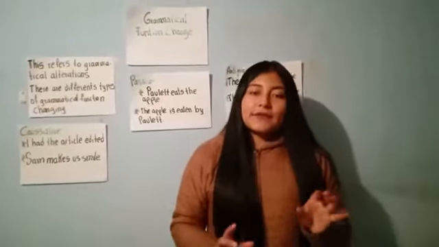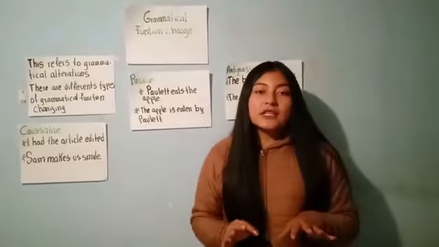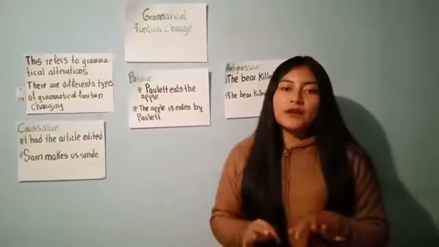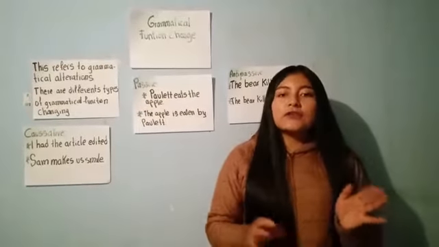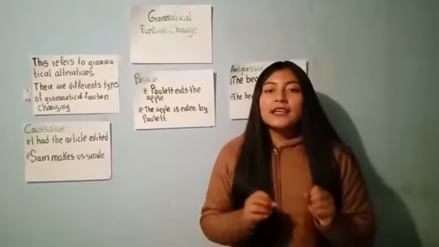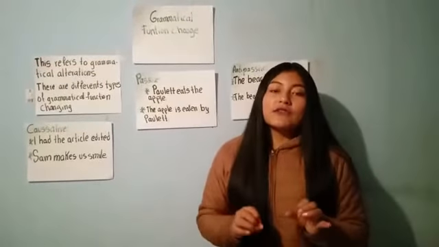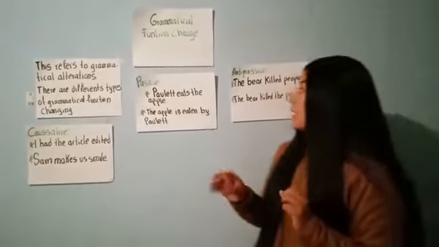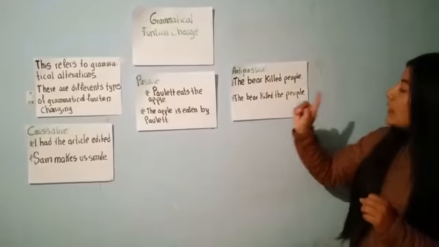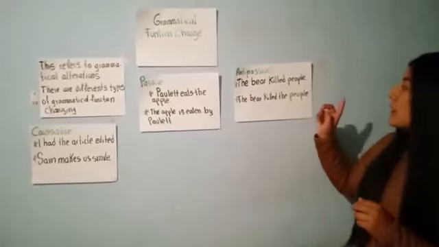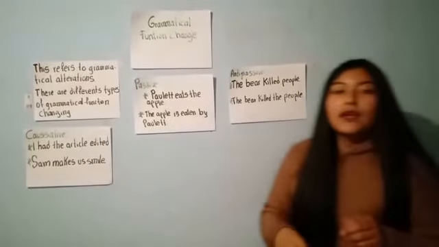Okay, antipassive. The antipassive construction is used for converting the verb into an intransitive, and the agent of the transitive construction becomes the unique participant of the intransitive. For example, the bear killed people, and the second one, the bear killed the people.